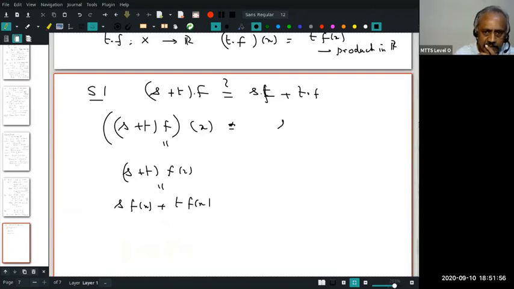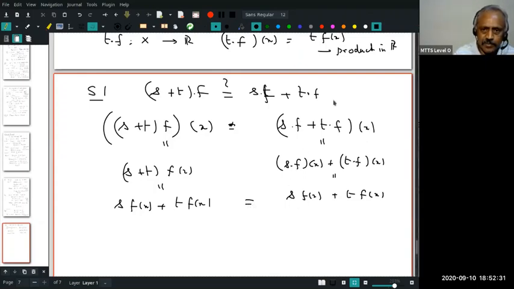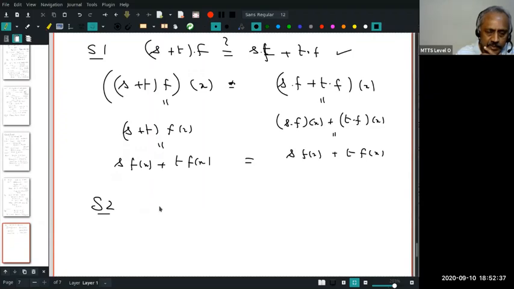Now let us look at this side. s dot f plus t dot f at x. What is this? Remember, this is some function plus some function evaluated at x. Do you remember f plus g at x is fx plus gx? Therefore, this is s dot f at x plus t dot f at x. Next, what is s dot f at x? This is s into fx, plus this is t into fx. Are they equal? Of course they are equal. Identically the same. You understand? Therefore, we have proved the first one. And the second one, I will leave it for you.